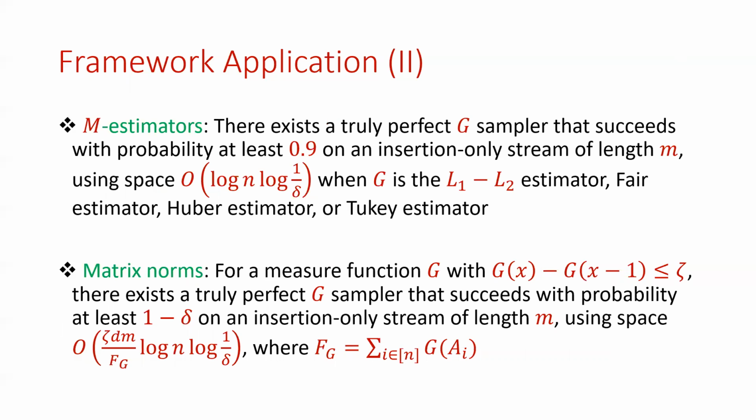Our framework can also be applied to a number of problems called M estimators. In particular, we obtain polylogarithmic space for when the measure function is the L1, L2 estimator, the Fair estimator, the Huber estimator, or the Tukey estimator. Our framework can also be adjusted for matrix norms to show that rows of a matrix can be sampled with probability proportional to some measure function.